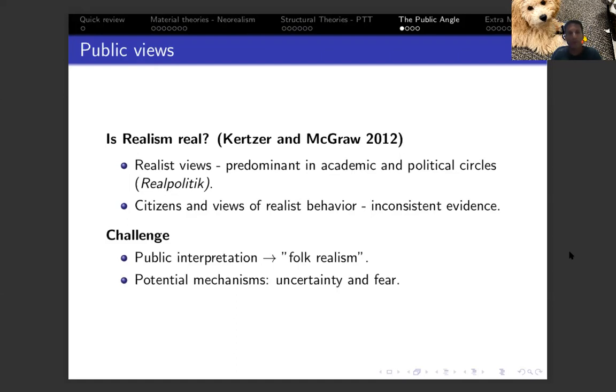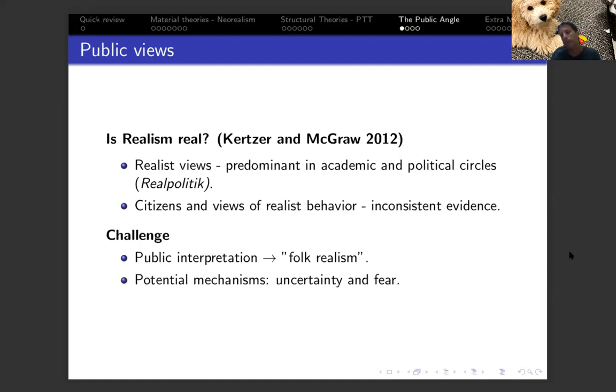So based on this research, which was published a few years ago by Kurtzer and McGraw, they defined it as what's called folk realism. So this is the public interpretation of realist views. They talked about different mechanisms that emphasize the public interpretation of realist arguments. And they focus on two mechanisms.